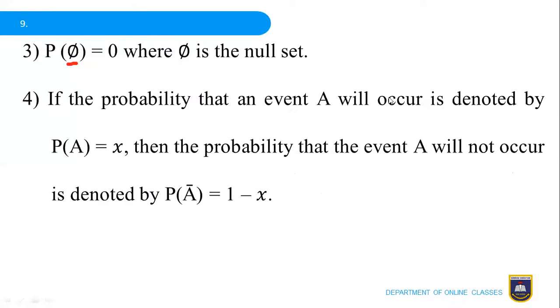The fourth one: if the probability that an event A will occur is denoted by this, and that gives us the probability of A occurring equal to X, then the probability that the event A will not occur is denoted by this, and that will be equal to 1 minus X. 1 minus X because, okay, I'll explain that.